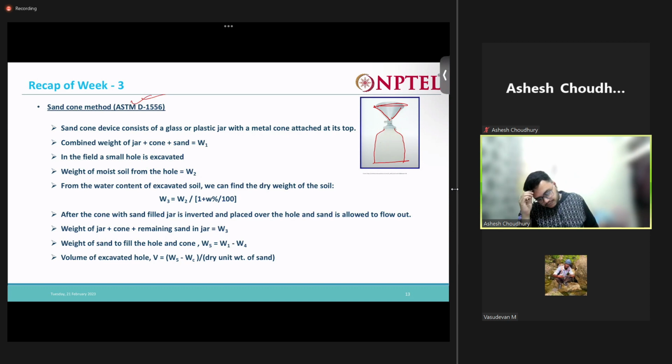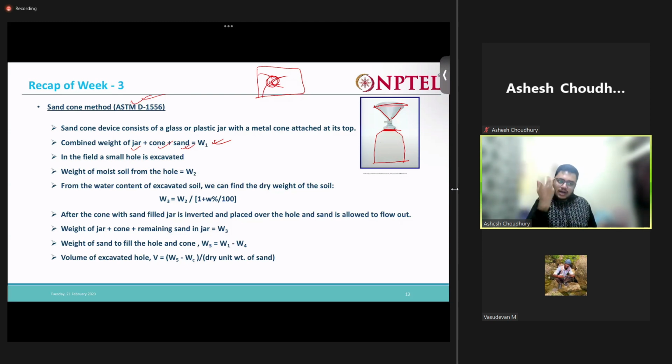So what we do is that in this jar we fill a certain amount of sand, completely filling up to here. Then we take the weight first. So we have the weight of the jar plus the weight of the cone plus the weight of the sand, which is W1, we are representing as W. Then in the field, say this is the top view, we make a small hole like this diameter size, and we excavate that hole. When we excavate, the soil will come out of this hole.